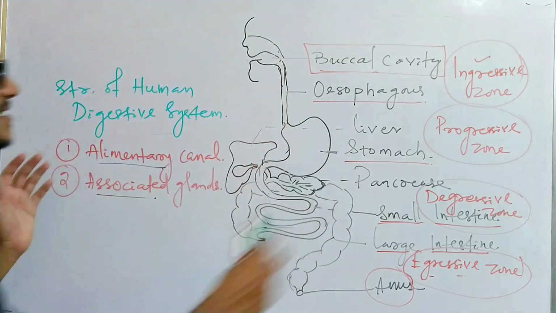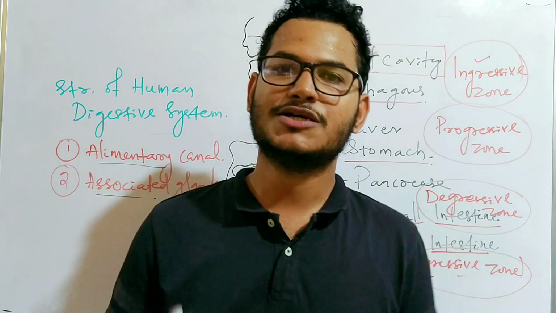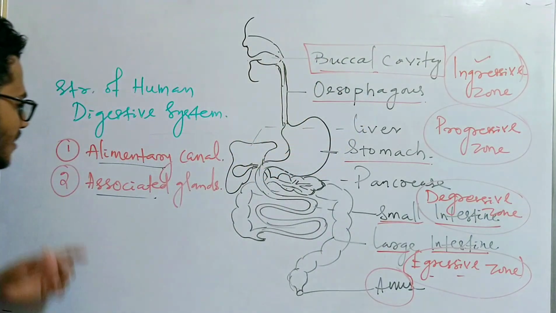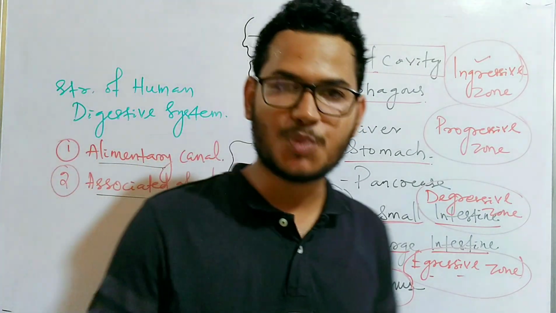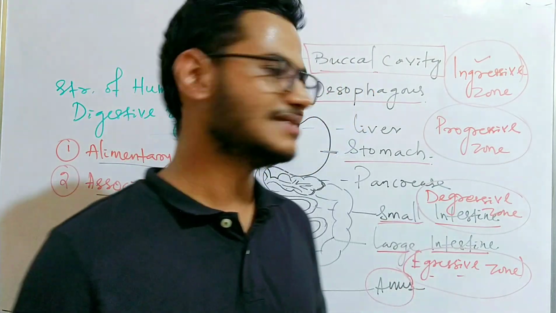Clear? So this is the structure of the human digestive system, different zones of our alimentary canal, and the important associated glands which help in the process of digestion.